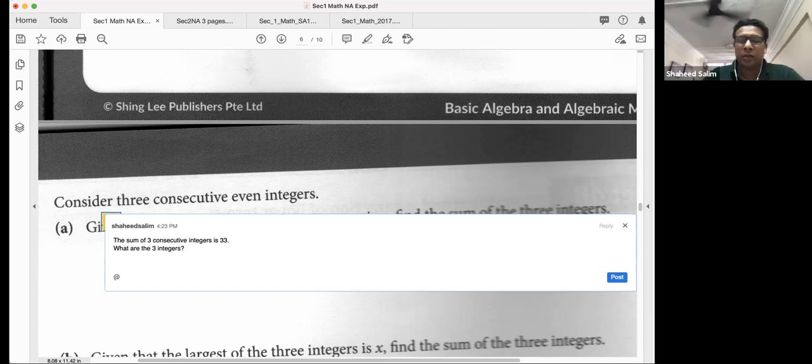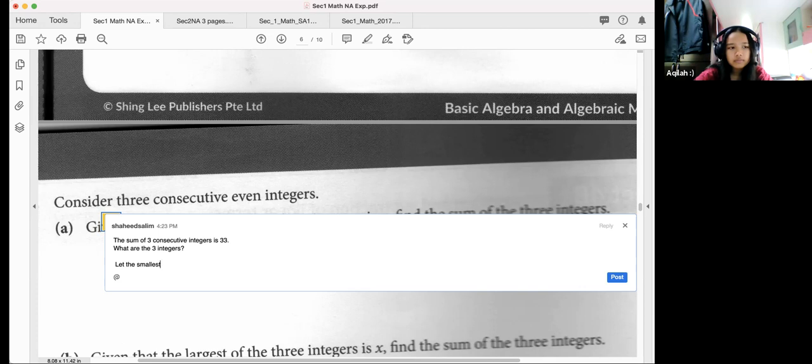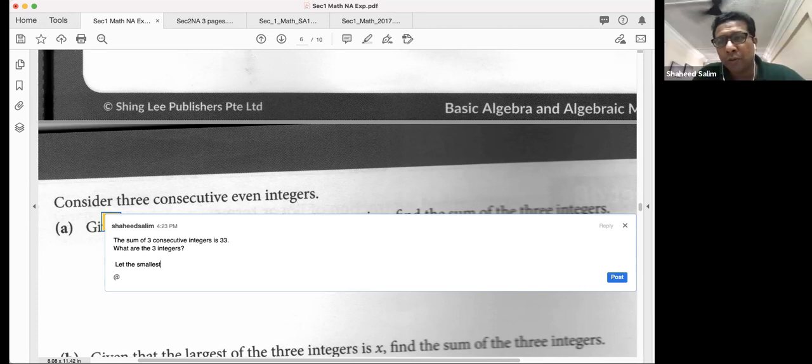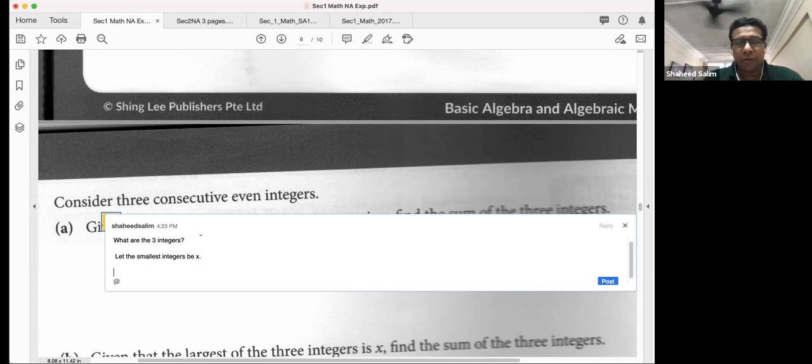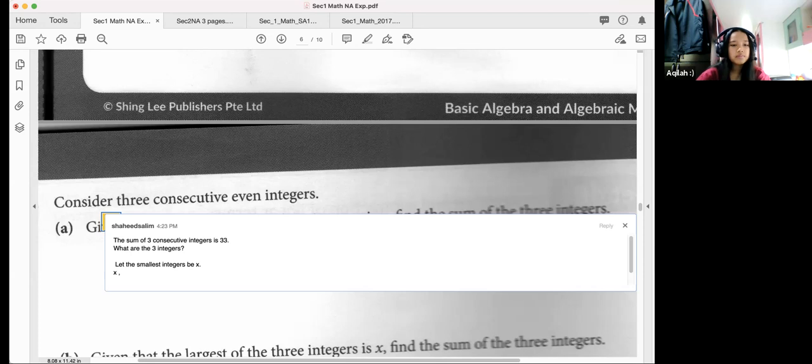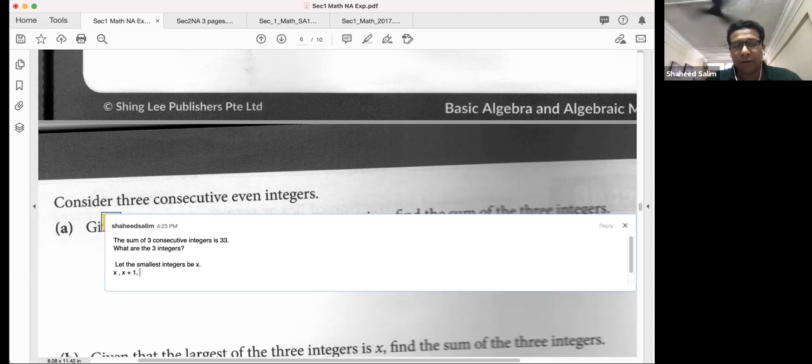Okay, so in this case you let the smallest, you know what's an integer? It's a whole number, but it can be 0, it can be negative. Okay, let the smallest integer be x. If the smallest integer is x, what's the next integer? X plus 1. Good. And then an integer after that? X plus 2. Okay, so you need to form an equation with this, the sum of it. You try to do now.